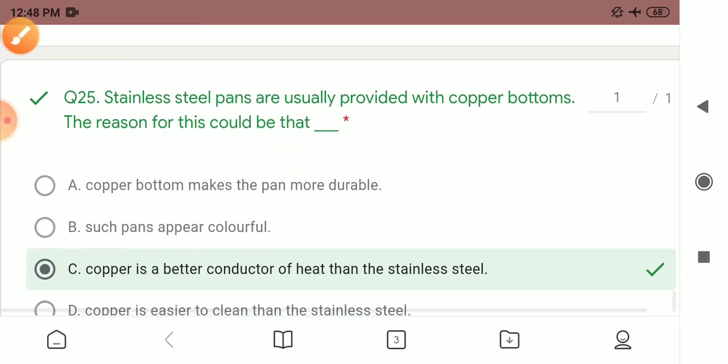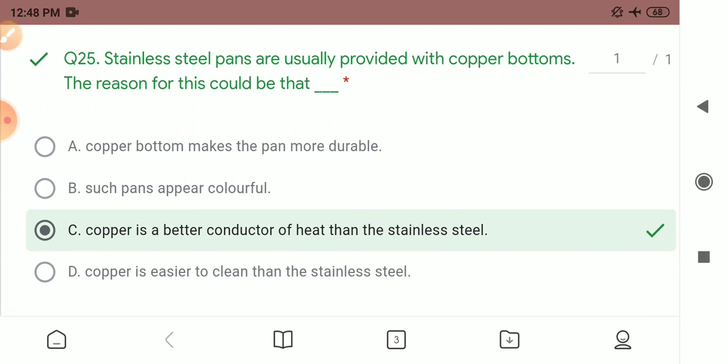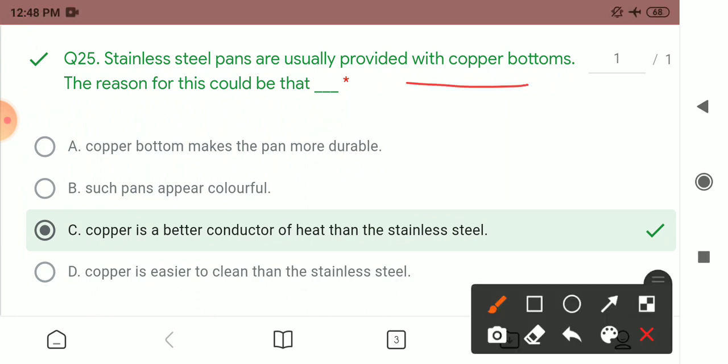Next is 25 number. Stainless steel pans are usually provided with copper bottoms. So the reason behind that could be blank. If you had observed, stainless steel pans have a copper bottom. So what is the reason behind that? Option A is copper bottom makes the pan more durable, that means long lasting. Option B is such pans appear colorful, or it is for the color purpose. Option C is copper is a better conductor of heat than stainless steel, and option D is copper is easier to clean than stainless steel.